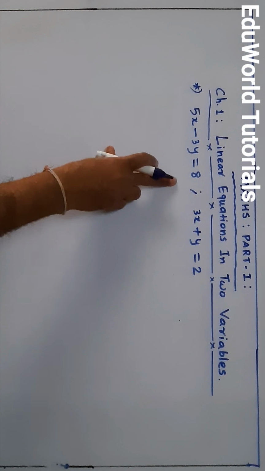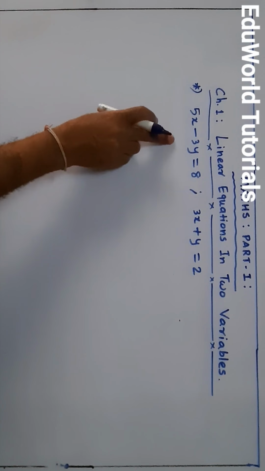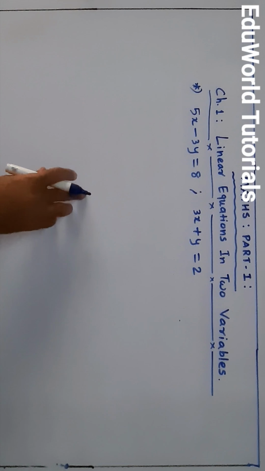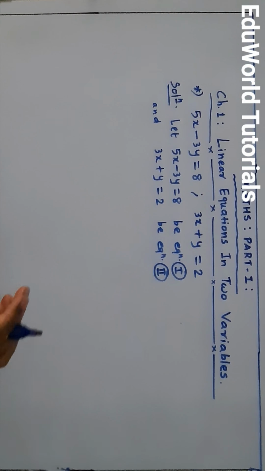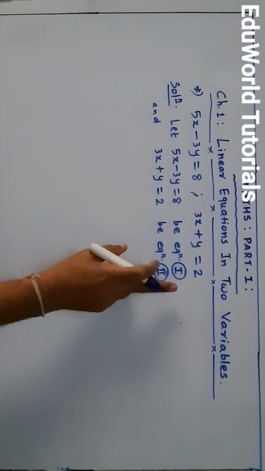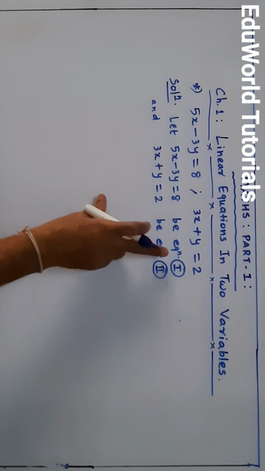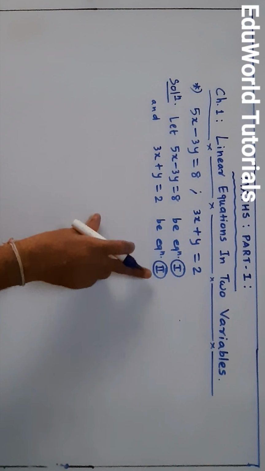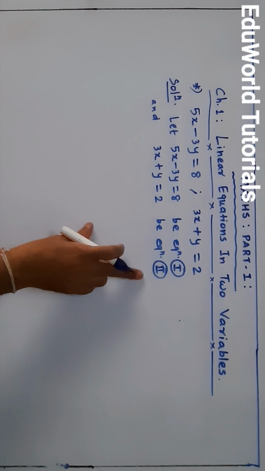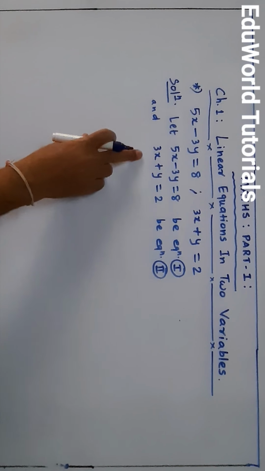Now the first method we are doing is the method of elimination. What is the method of elimination that you have studied in the 9th standard? First of all, we give the equations numbers. Let 5x minus 3y equal to 8 be equation first, 3x plus y equal to 2 be equation second. Now recall the method of elimination. We will eliminate any one variable, either y or x.